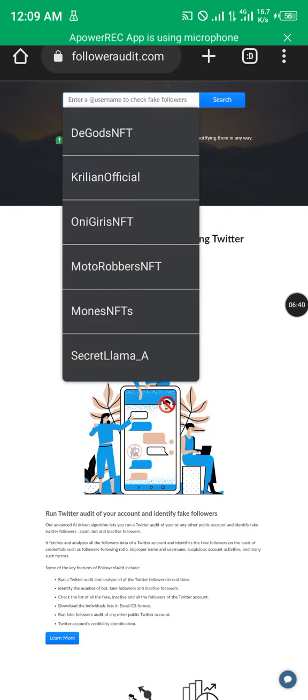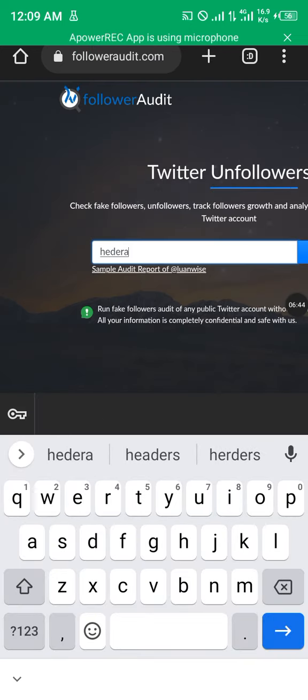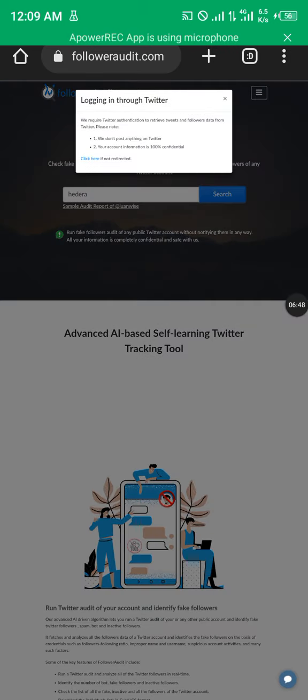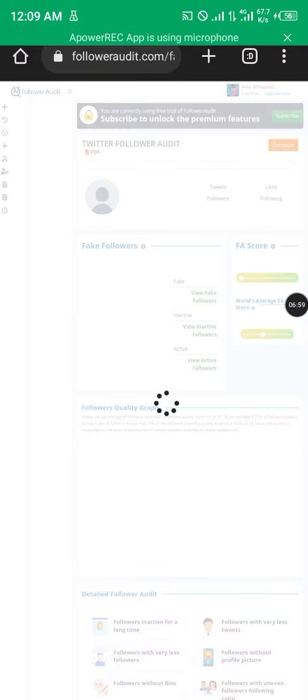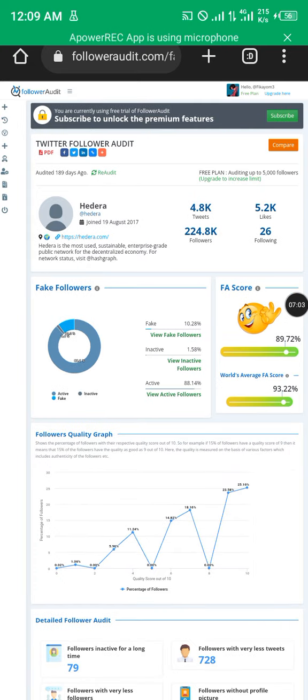Okay. So that is the username. We're going to check the project. It's going to ask us to redirect, so it's doing its analysis. I see right there, this is kind of legit.